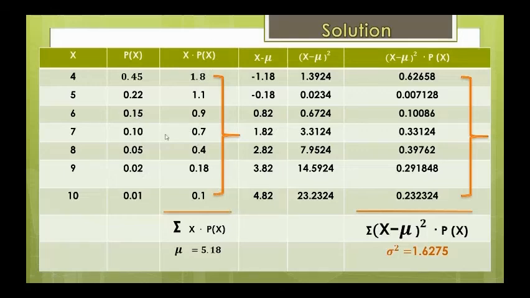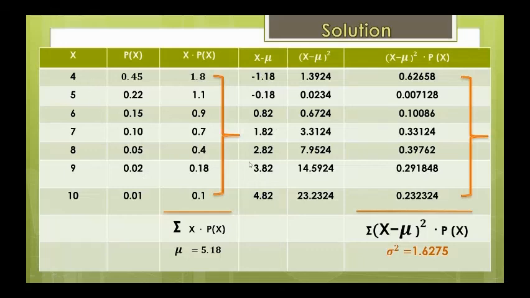So, yung sa third column natin, if you are going to add up all of these entries, the summation of this is our mean or the average, that is 5.18. Now, to solve for the variance, kailangan natin kumpletuhin yung 6-column table natin para makita natin kung ano yung value ng variance natin and also to solve for the standard deviation.